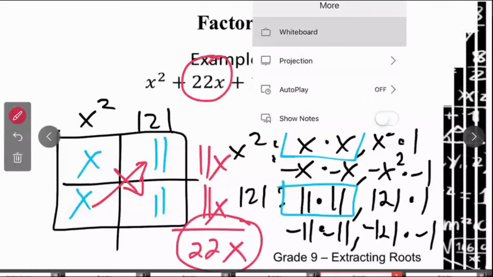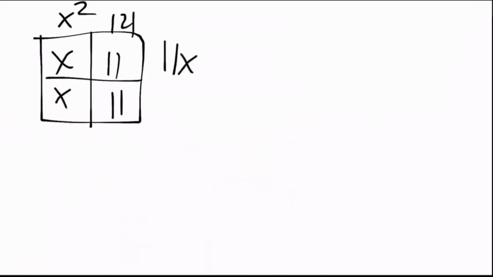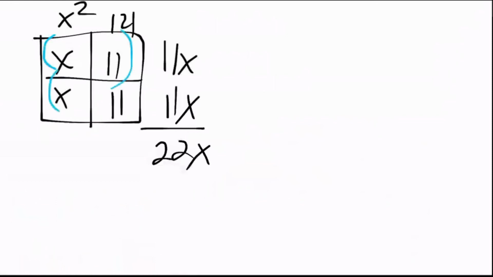Now let us go to our whiteboard and I'll just clear it out. Let us have our table. We have x squared and 121. We have x and x, 11 and 11. We have 11x, 11x. Therefore, we have 22x. Since our factors are correct, let us create our factored form. Let us have our parentheses. For 11, ano pong sign natin? We have positive. For another 11, we have positive also.